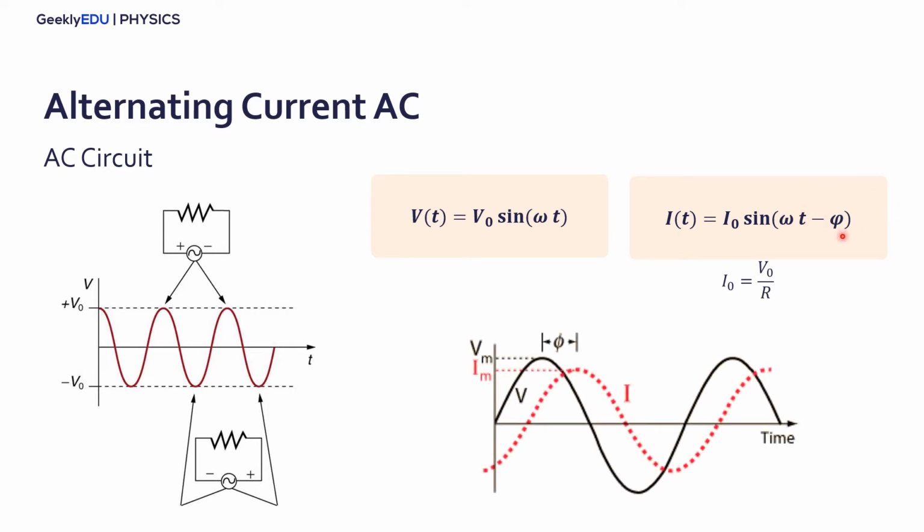Remember, the voltage and current assume this waveform, and we have peaks. In a circuit, the peaks of voltage and current can happen at the same time, but sometimes they can happen at different times. For this example, the peaks are happening at different times. This difference in the time of peaks is the phase.